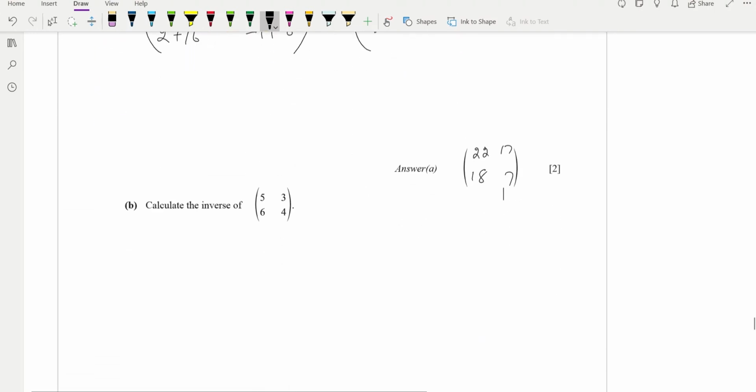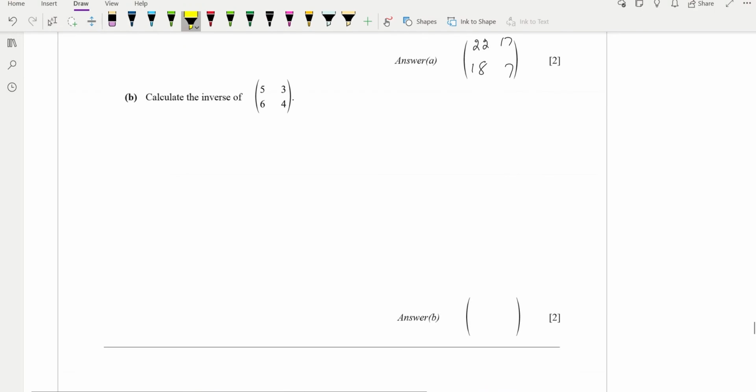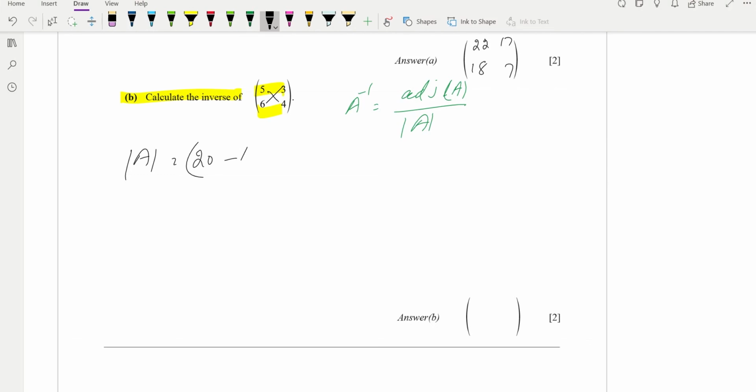This is 2-mark question. Now they are saying calculate the inverse. Inverse of a matrix is what? Adjoint of A over A mod. So formula is inverse of A is equal to adjoint of A over A mod, and this will be what? A mod is equal to multiplying these two. 5 into 4 will be 20, minus these two, minus 18 is equal to 2. So A mod is equal to 2, and A inverse will be equal to adjoint of A.